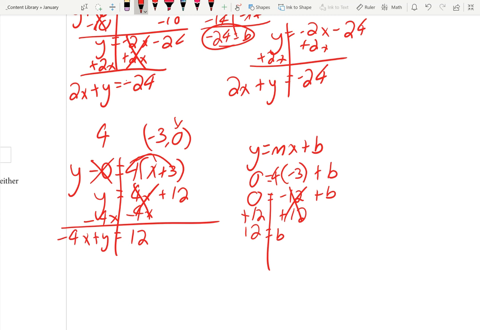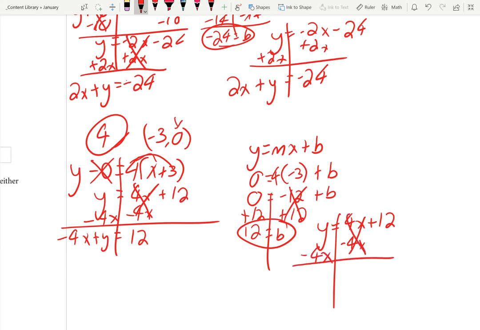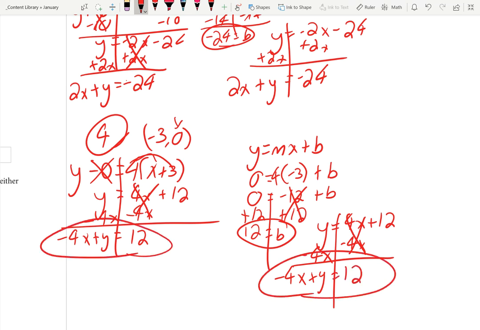So now that I know the slope is 4 and the y-intercept is 12, that equation would be y equals 4x plus 12. And then, of course, same process we did here, which is just move the 4x over to the y side by subtracting 4x. So subtract 4x, cancel that out, and move it over to the y side. Ends up being -4x plus y equal to 12. Same answer, again, as the last way.